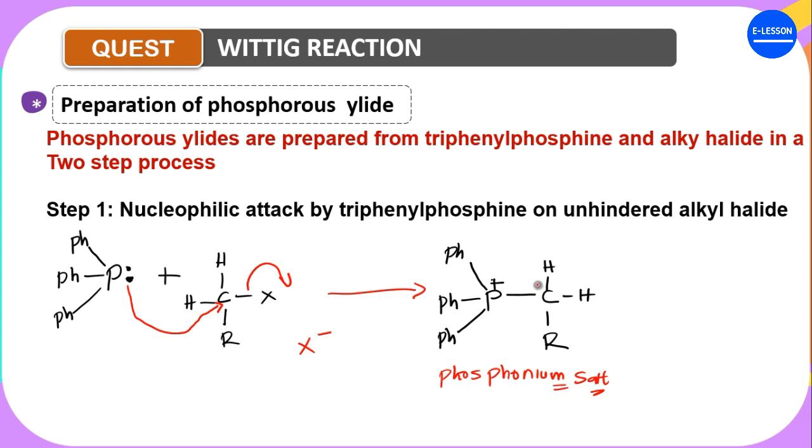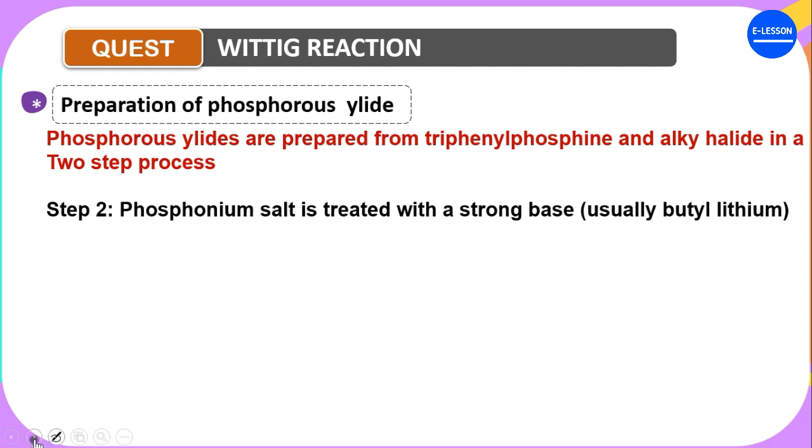But we need a negative charge on the carbon. Now, how do we achieve that negative charge? We only achieve that negative charge when a base comes to abstract a proton from this carbon here in such a way that this bond can kick in to form a negative charge here. Now how do we achieve that? We achieve that using butyl lithium. That is the second step.